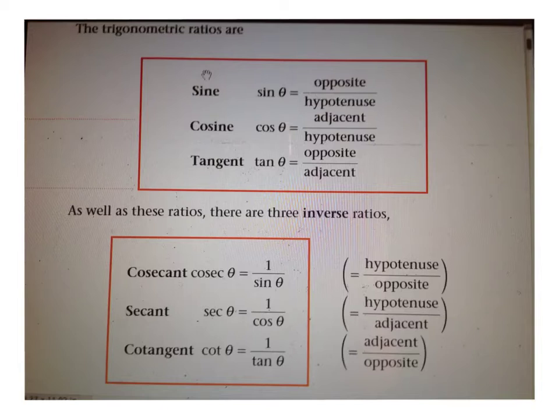Now, looking at the trig ratios here, we have sine, cos and tan. So remember, sine is opposite over hypotenuse, cos is adjacent on hypotenuse, and tan is opposite over adjacent. And to always remember these.